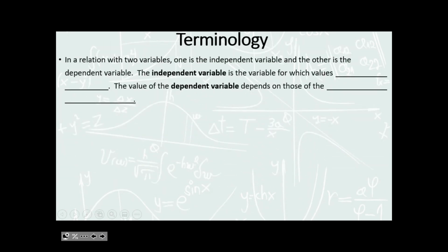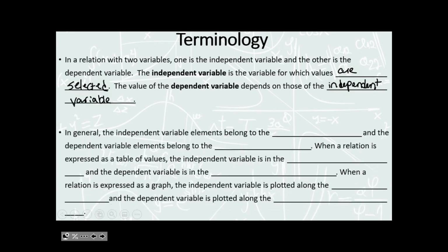Okay, and that terminology is going to come back up a little bit later once we examine what domain and range is. Some additional terminology we need to understand here is the difference between an independent and dependent variable. If you talk about this in science, you should already have a good idea. The independent variable is the variable for which the values are selected. And the value of the dependent variable depends on the independent variable. We'll look at a few examples and examine how we can figure out what is what.